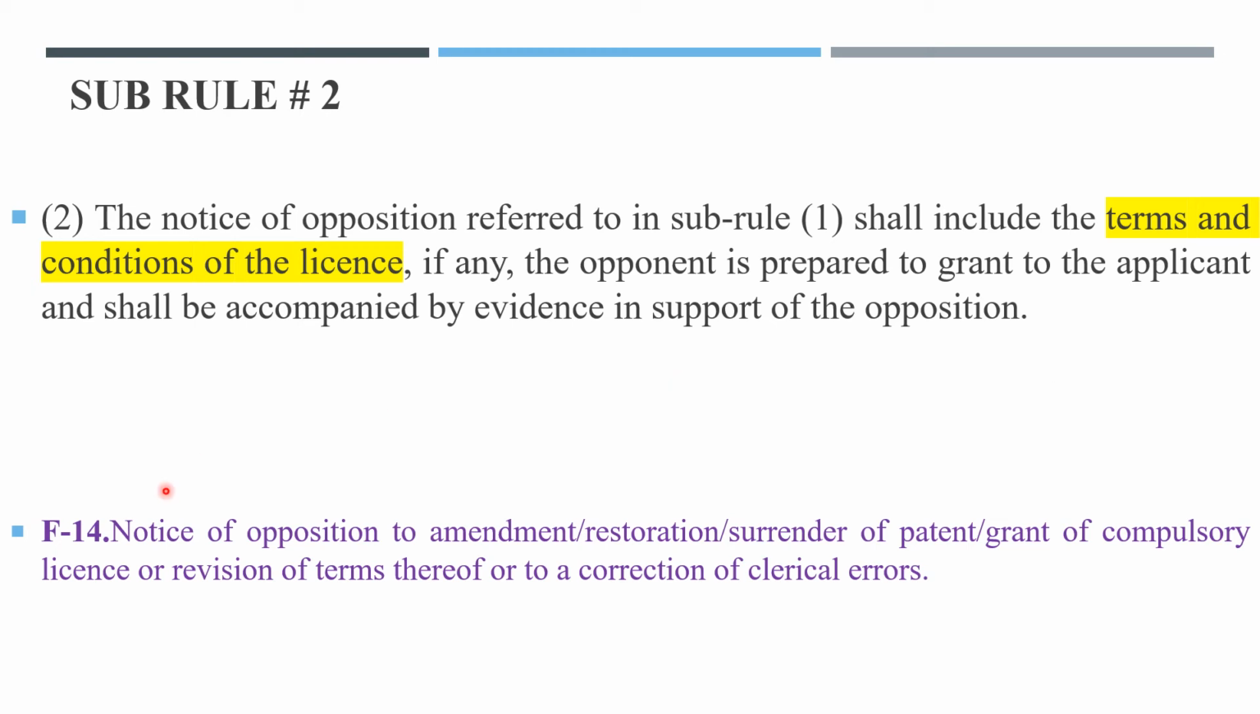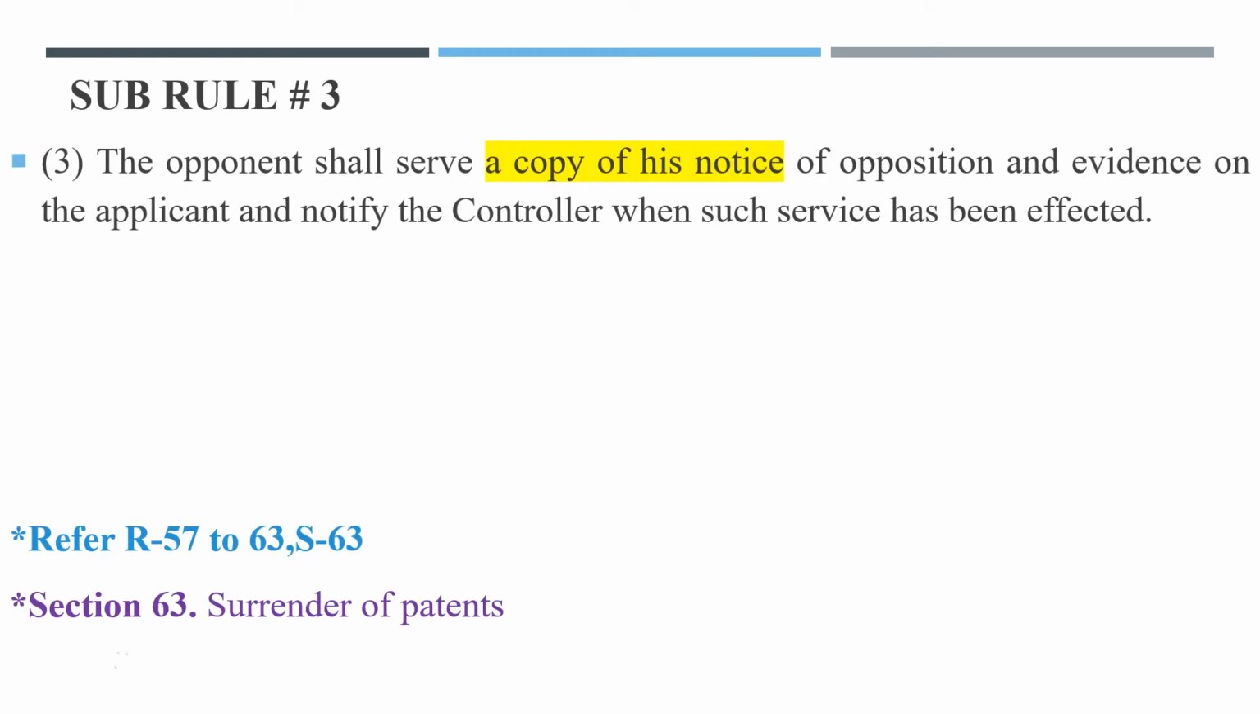Fine. And form number 14 is used here. So the title is Notice of Opposition to Amendment or Restoration or Surrender of Patent or Grant of Compulsory License or Revision of Terms thereof or to a correction of clerical errors. Fine. Okay. Now, sub-rule 3 says the opponent shall serve a copy of his notice of opposition and evidence on the applicant and notify the controller when such service has been effected.